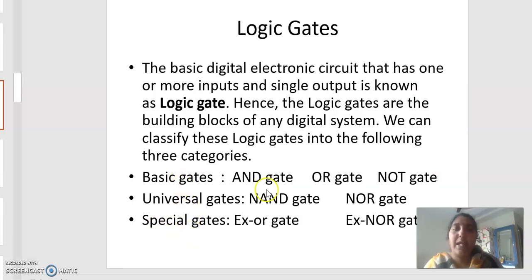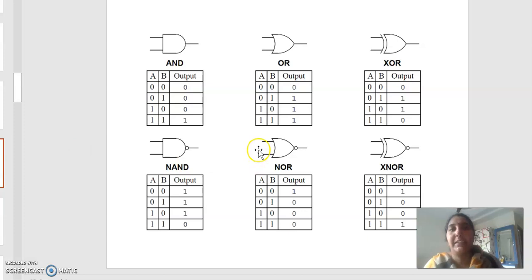Basic gates are AND gate, OR gate, NOT gate. Universal gates are NAND gate, NOR gate. Special gates are XOR gate, XNOR gate. We'll see some symbols and truth tables of the gates.